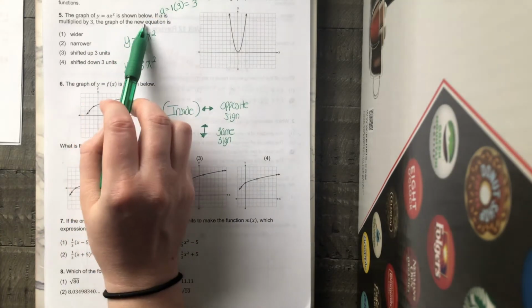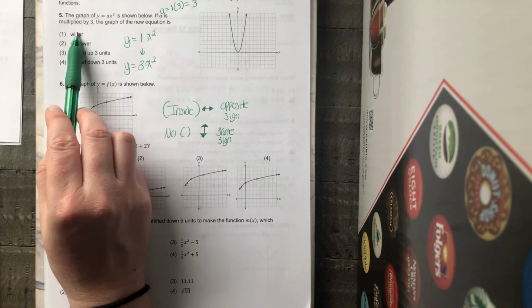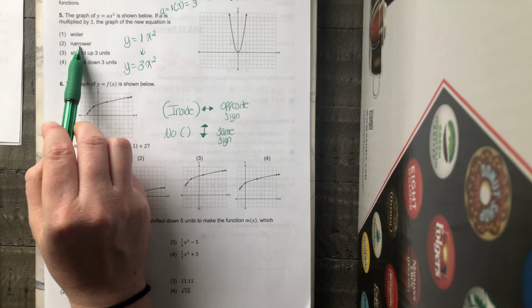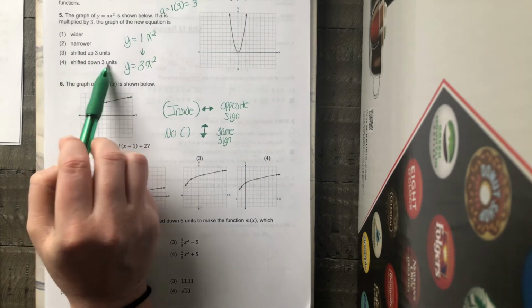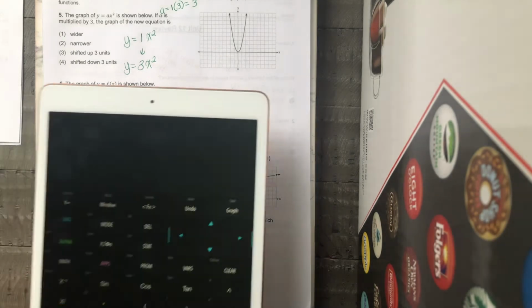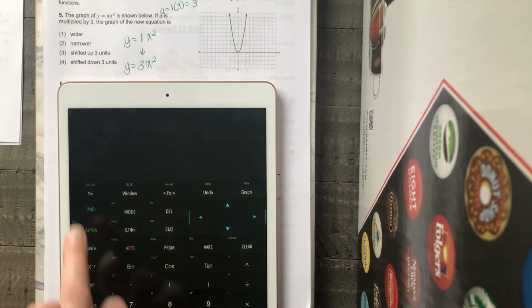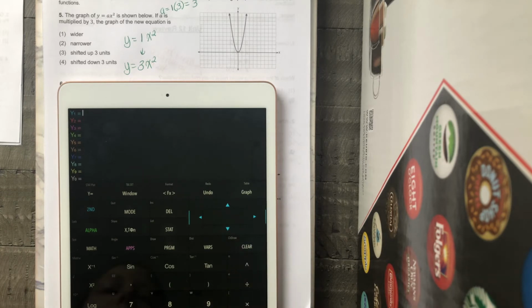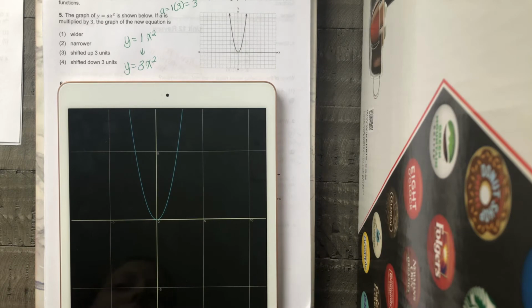And then it says the graph of the new equation is what? Is it wider? Is it narrower? Did it move up? Did it move down? You know, we don't really know right now. So I'm going to go ahead and again, just jump back to my calculator here. I'm going to go to y equals. And I'm just going to type in 1x squared in the blue. I'm going to see what it looks like.